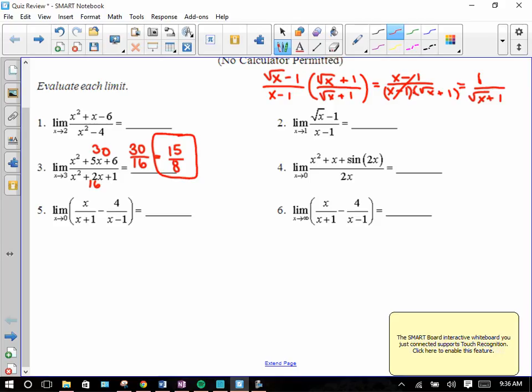So I can plug in my 1 now. I get 1 divided by 1 plus 1, which is 2, so it's going to be 1/2.